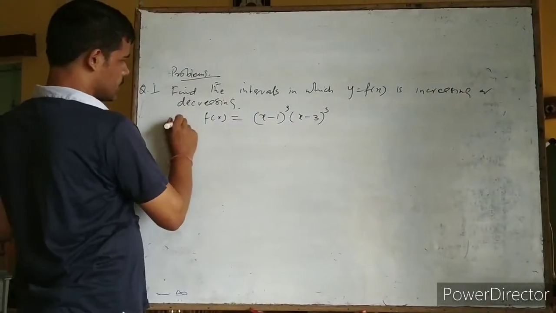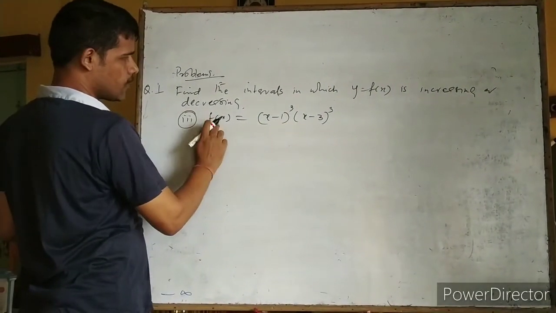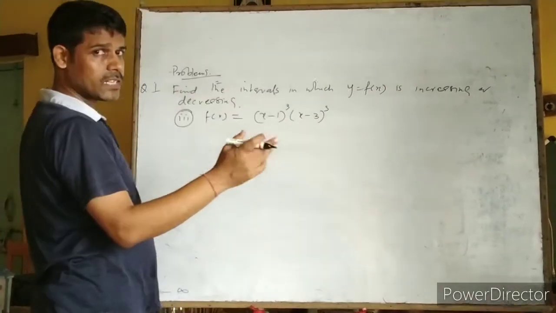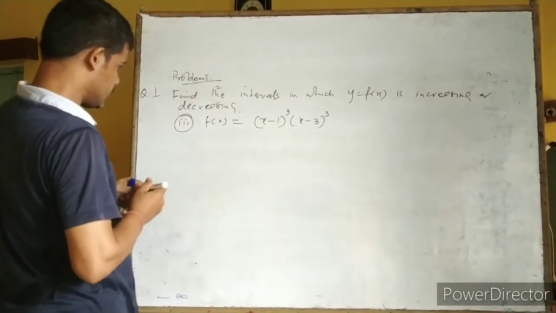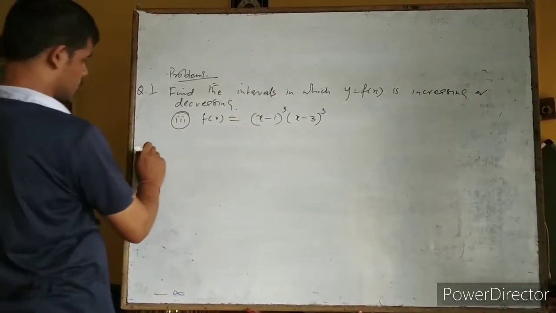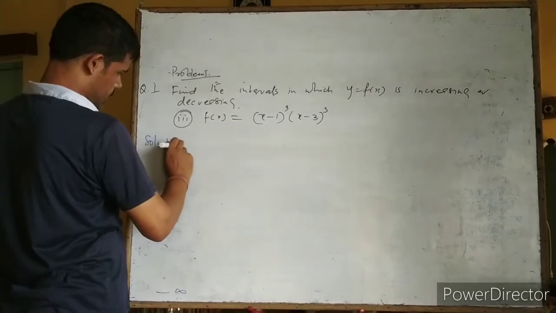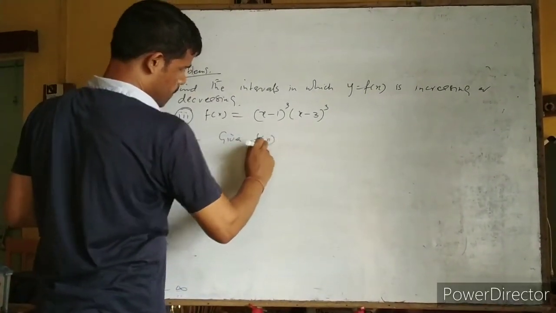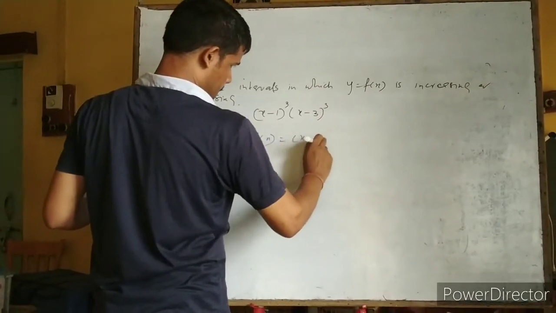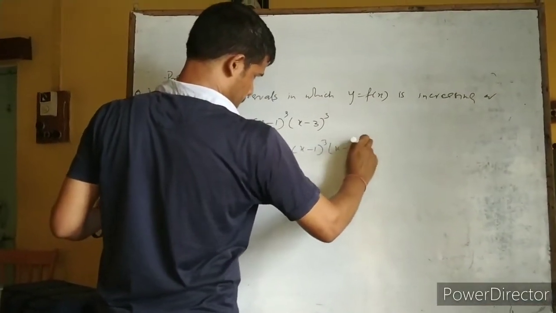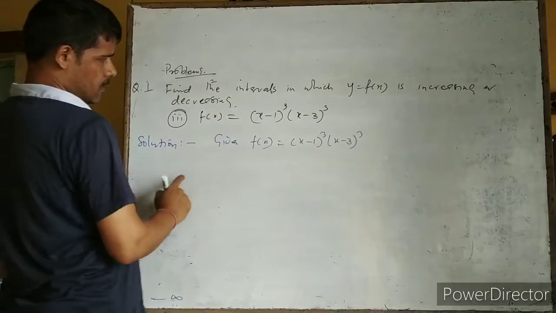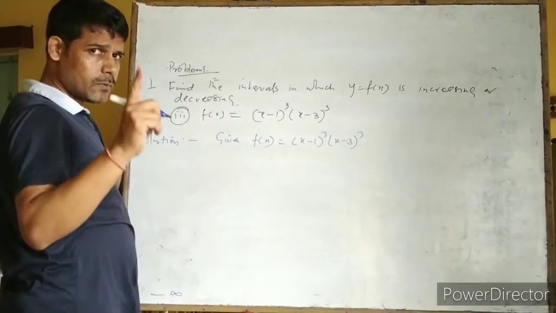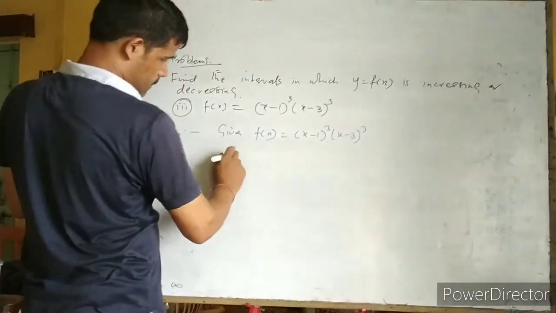Take the third: f(x) equal to (x minus 1) whole cube and (x minus 3) whole cube. Solution. Given. So what is the first step? First we will differentiate it. So f dash x.